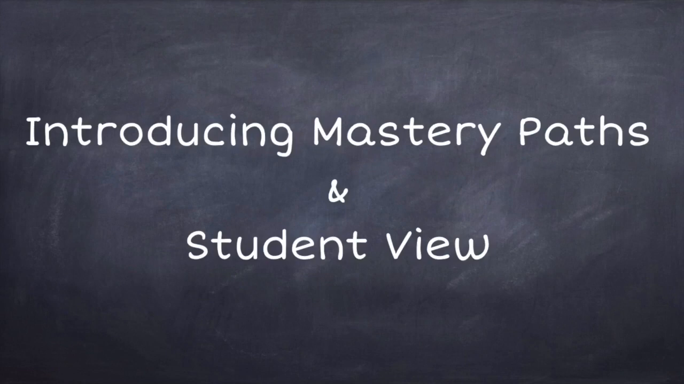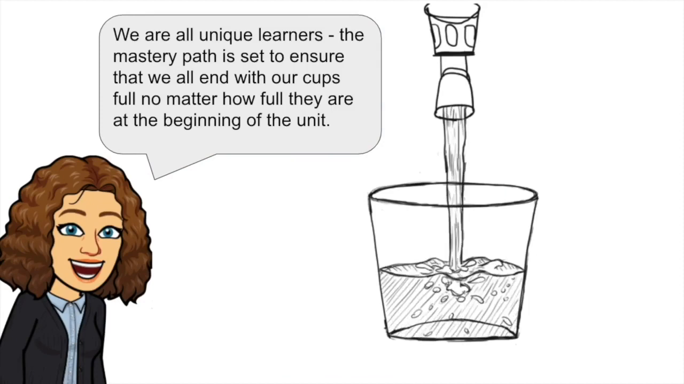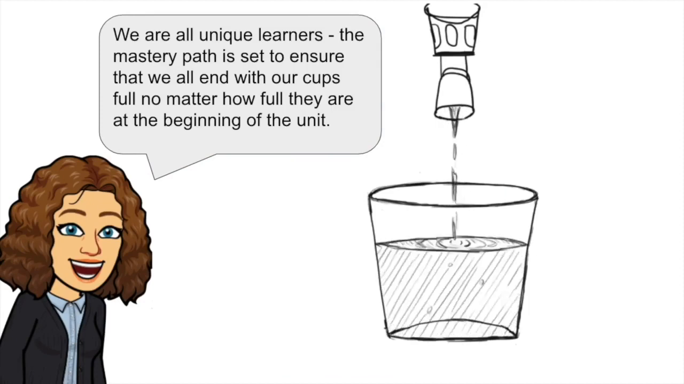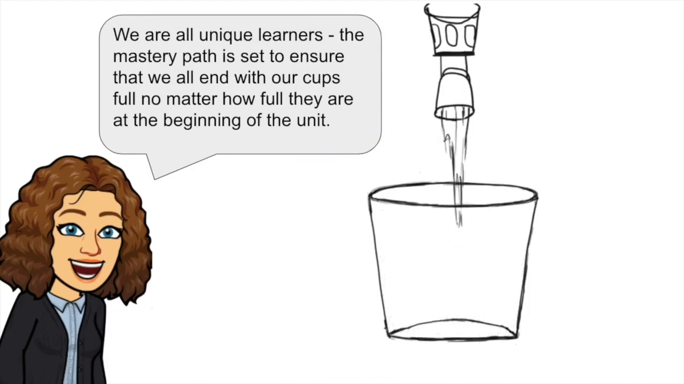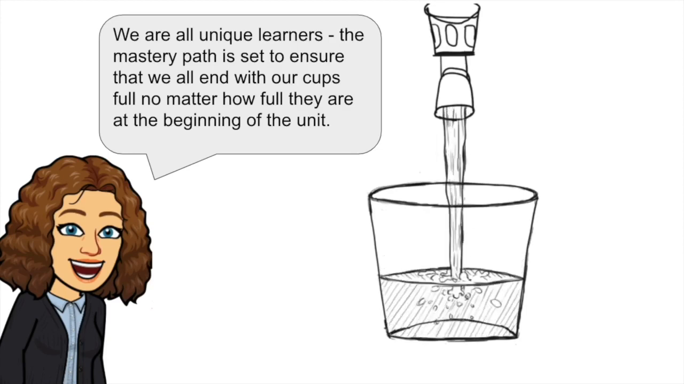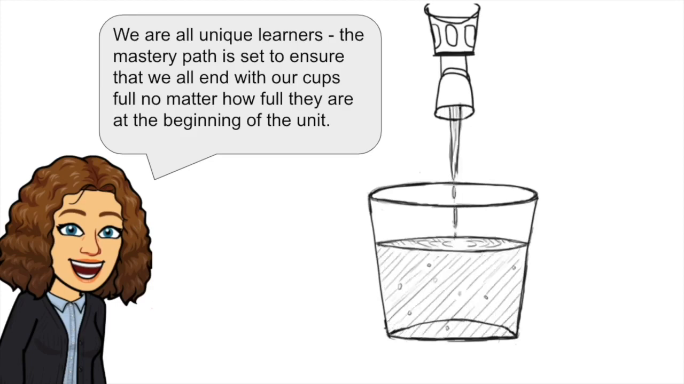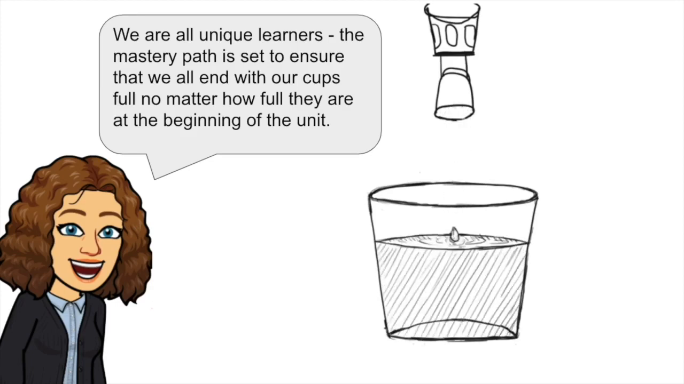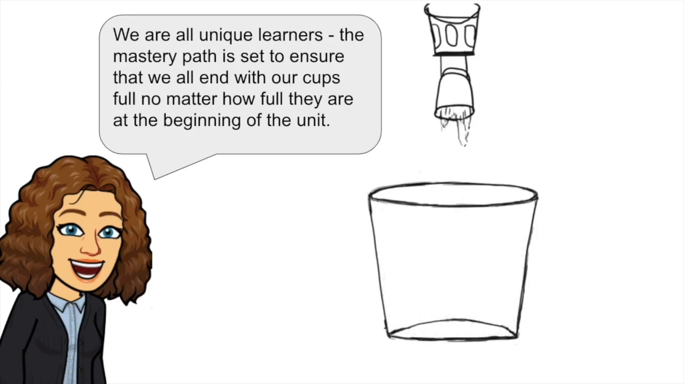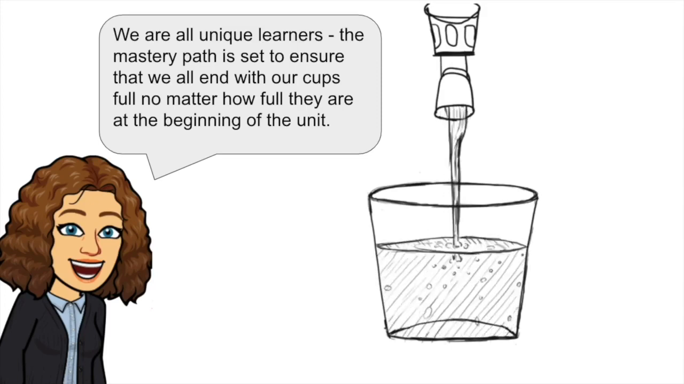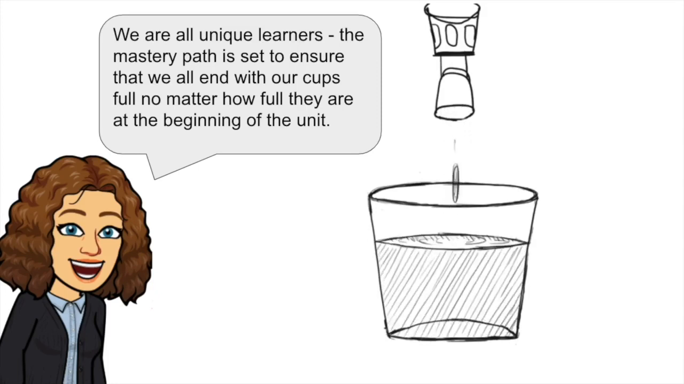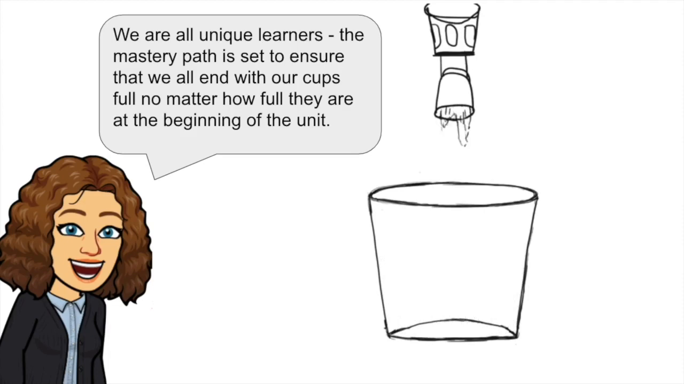Here's what it looks like when you're looking at the student view. Before I introduce my Mastery Paths to my students, I take a moment to explain to them that we are all unique learners and that Mastery Path is set to ensure that we all end with our cup full no matter where we began. So some of us might be on one activity and some on another, and I encourage them to not freak out, but to ask questions versus be panicked, because I want us to all end with our cup being full, and that it's okay if somebody has to end up doing this task to get to this task first, and that that's all part of the learning process. It's all about how you explain the Mastery Path process that makes it okay in your classroom and helps that environment flow.